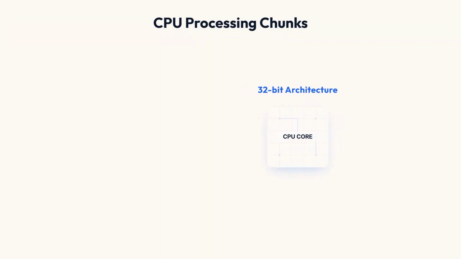Now let's look at the second meaning. This one is about how the CPU handles data. A 32-bit CPU can process 32 bits of data in one step, while a 64-bit CPU can process 64 bits in a single step. So if the data is 64 bits, a 64-bit CPU can handle it directly, but a 32-bit CPU has to break the data into 2 parts and process it in multiple steps.